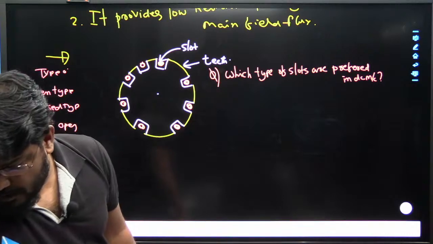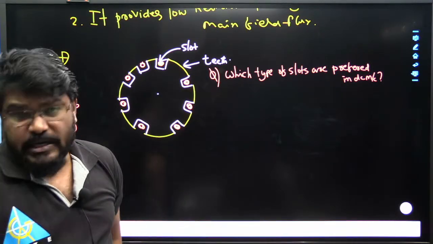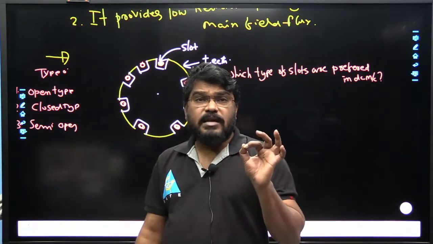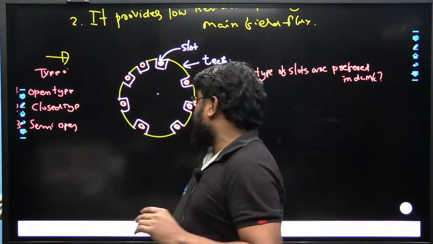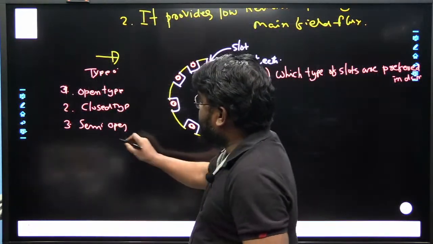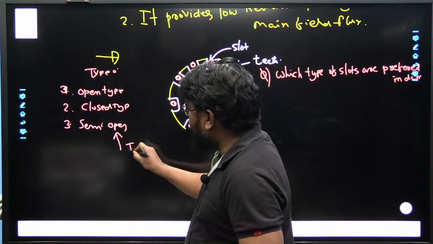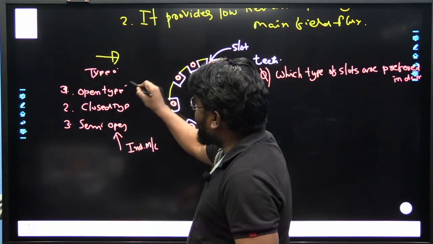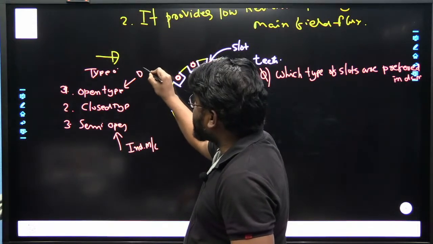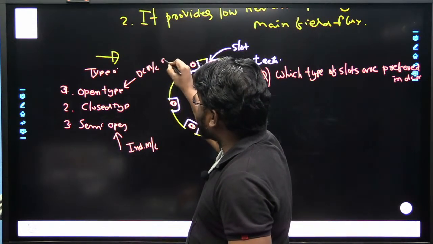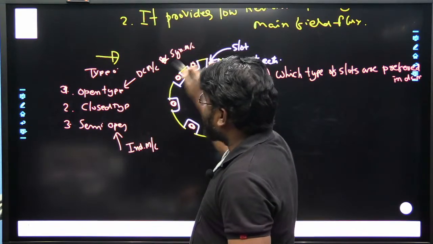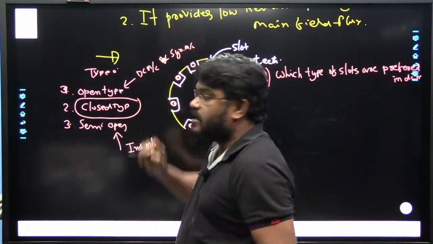Open type. Amit gave open type. Not semi-open. Semi-open type slots are prepared in the induction machine. And open type slots are prepared in the DC machine as well as the synchronous machine. Practically, closed type slots are not prepared.